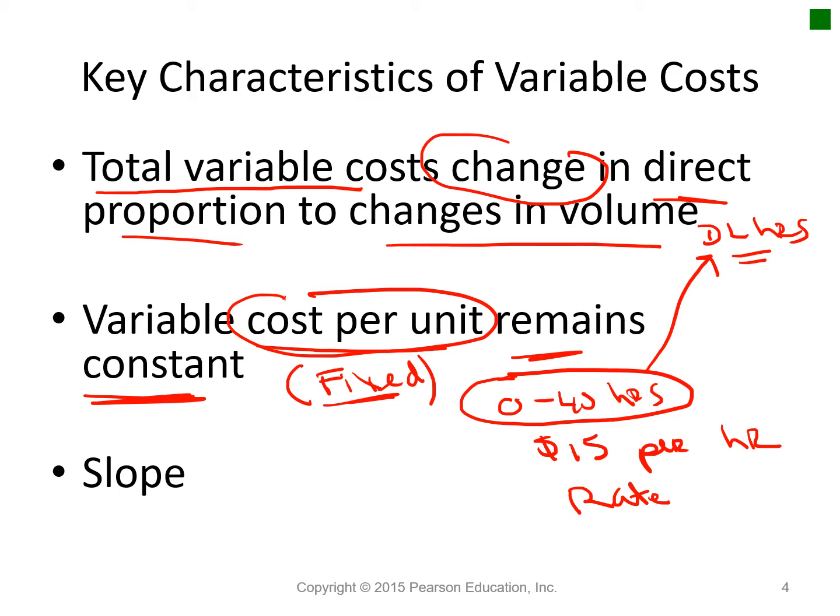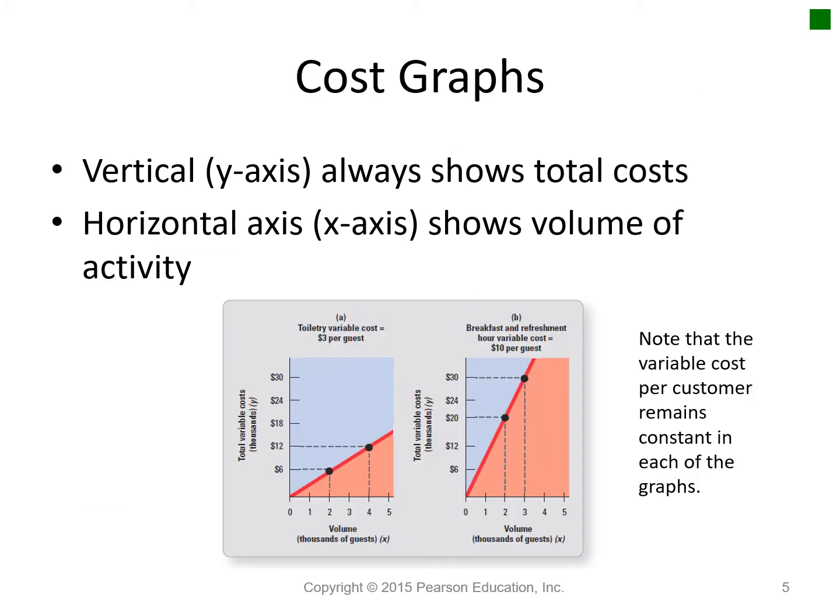Now, later on, we're going to look at a couple of graphs. Just make a note that the slope of those graphs is essentially your variable cost. And just some basic knowledge about graphs: the vertical, or the y-axis, always shows the total cost. The x, which is always your horizontal, is always going to represent volume.